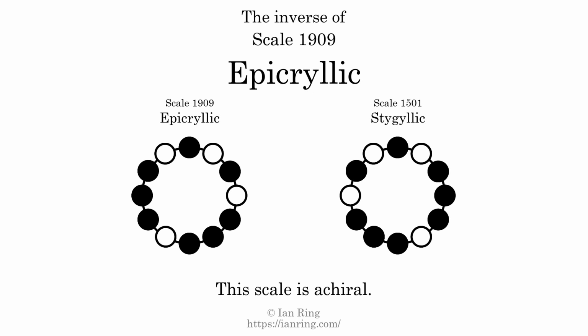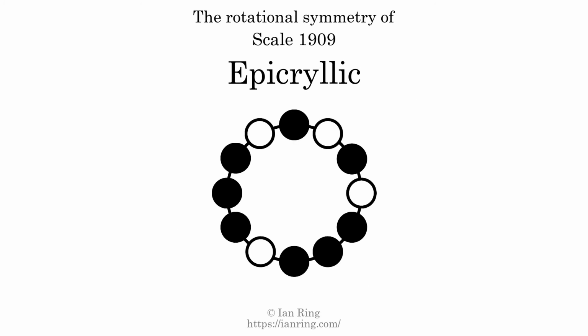The inverse of a scale is a mirror image. It is what you get when the sequence of intervals is reversed. The inverse of this scale is scale 1501, also known as Epicryllic. This scale is achiral, since it can transform into its own reflection by a rotational transformation. This scale has no rotational symmetry.